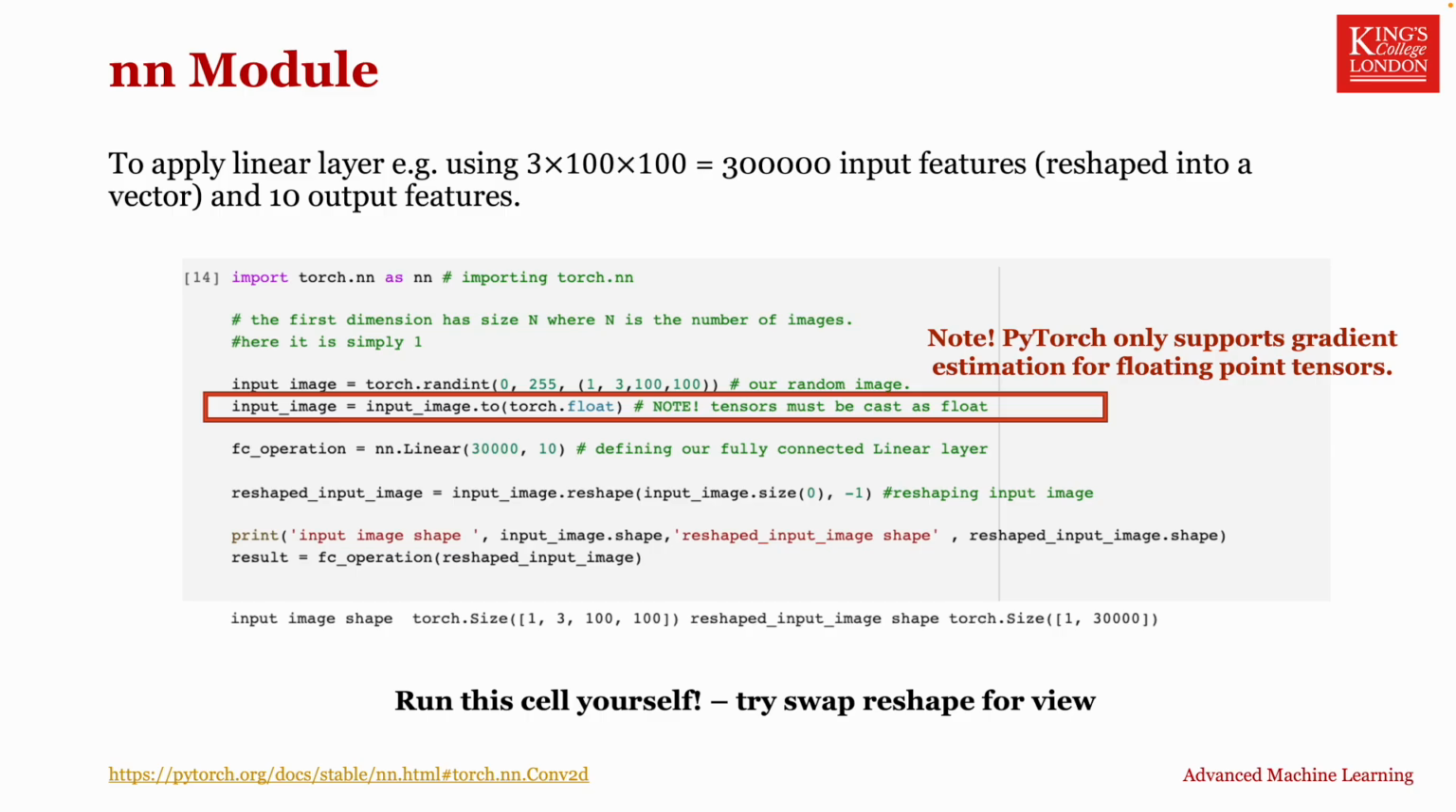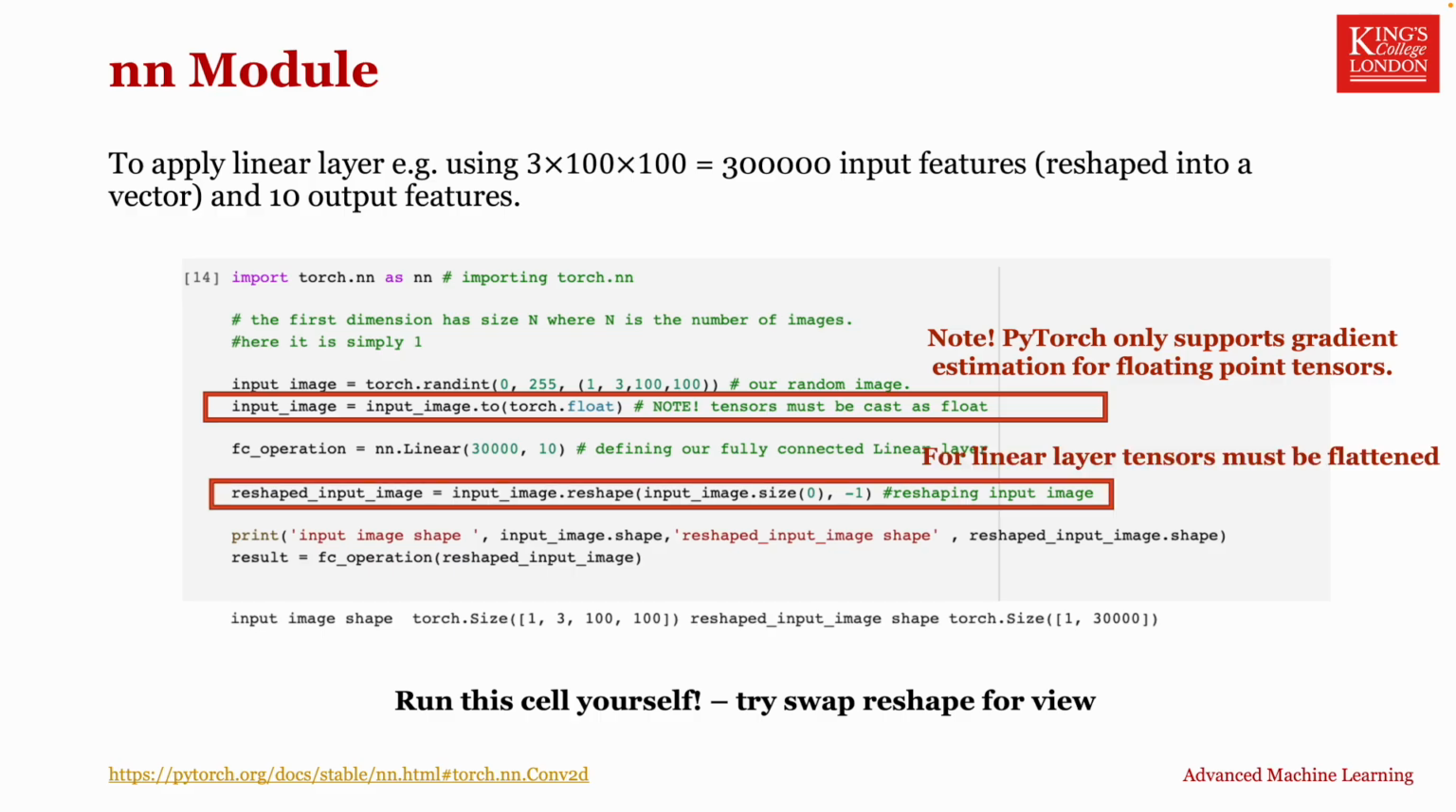So noting in the first instance that these tensors have to be cast as float, because PyTorch only supports gradient estimation for floating point tensors. Okay, so you have to cast your variables or your samples to type float. Then we need to flatten our array using reshape or view. Try running this for yourself. Try swapping reshape for view.